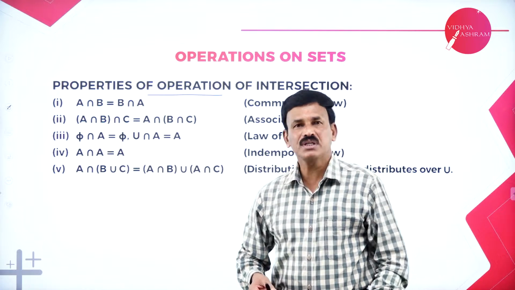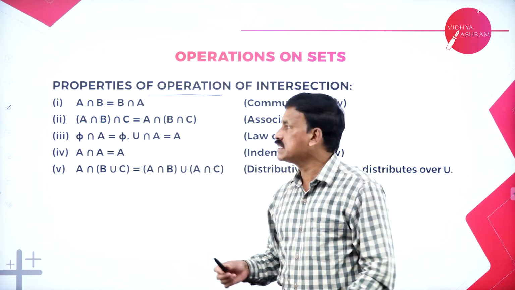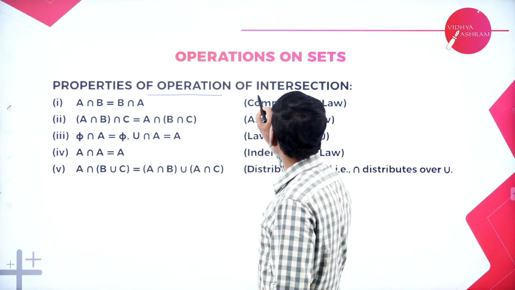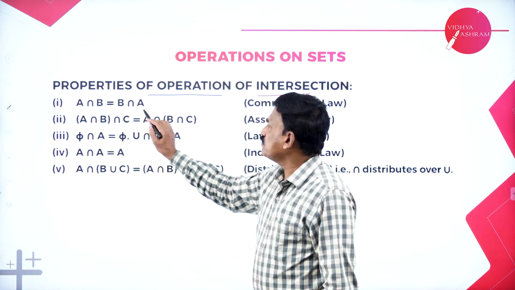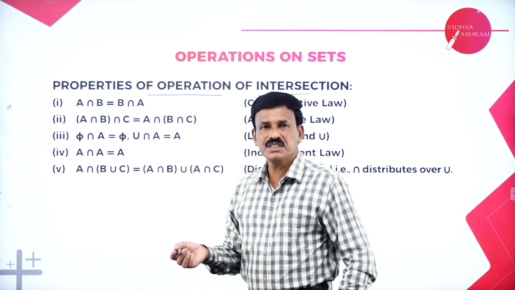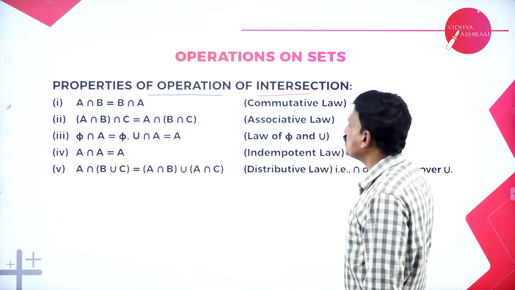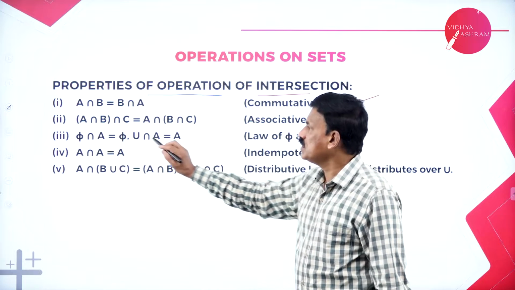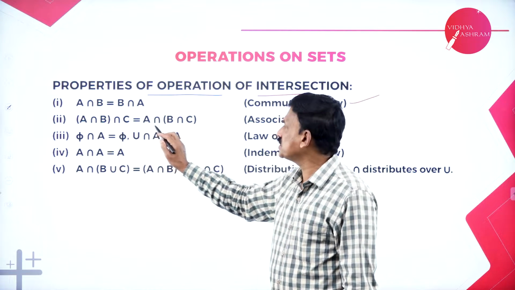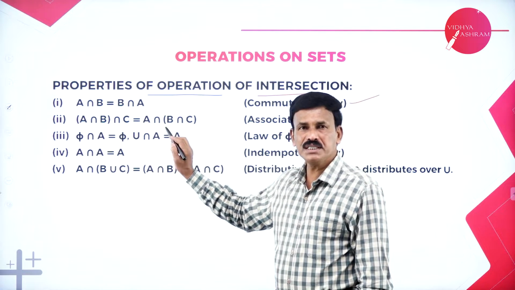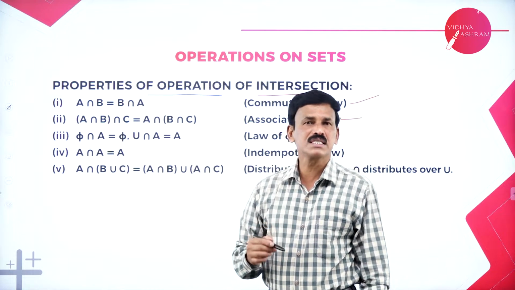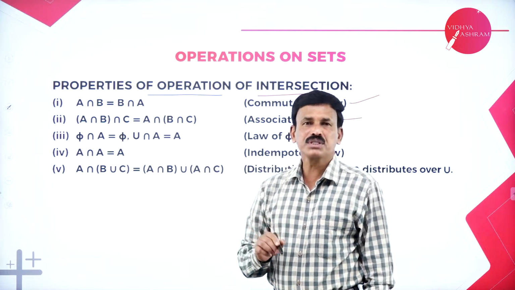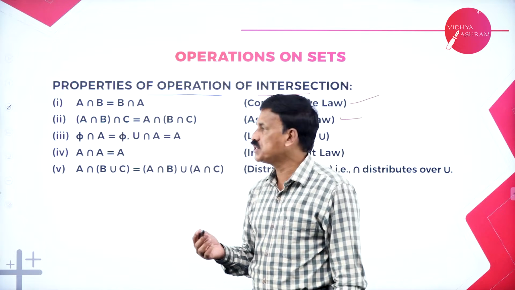Okay. Now, let us discuss the properties of intersection of sets. A intersection B is also equal to B intersection A. That means intersection is commutative. Again, it is associative: A intersection B intersection C is also equal to A intersection B intersection C. So, union as well as intersection of two sets is both associative as well as commutative.